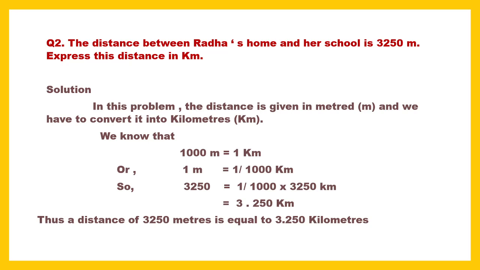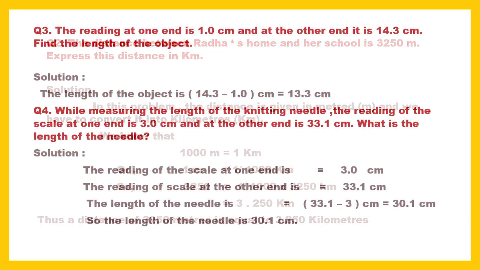It's a simple unitary method. Definitely you know the method to solve the problem, and you just need to convert it into different units. So the distance of 3250 meter will be equal to 3.250 kilometers.